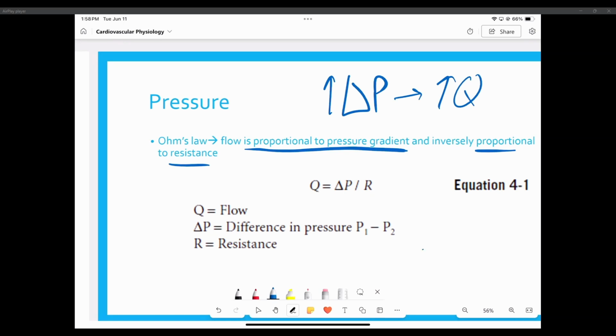If you increase the resistance to blood flow, your cardiac output goes down. So resistance, the more resistance I give you, the harder it is to flow. The bigger the difference between the 2 points, the easier it is for flow to occur. So we're going to be talking about pressure gradients. How does that affect cardiac output? What's going to happen with pressure gradients? And how we alter resistance to flow.